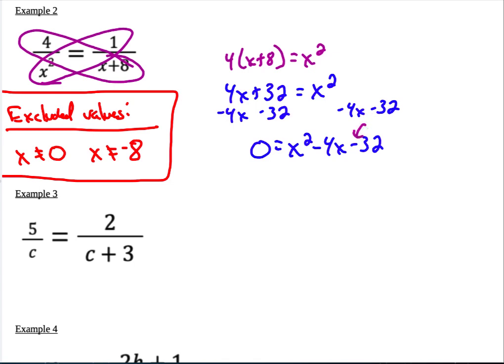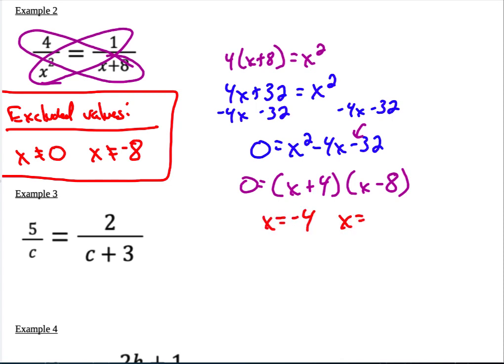Since it's a minus, I know I'm going to have different signs. So 1 plus and 1 minus. So I need something that multiplies to give me -32, but subtracts to give me -4. Well, that's a -8 and a +4. When I set those equal to 0, x is equal to -4, and x is equal to +8.